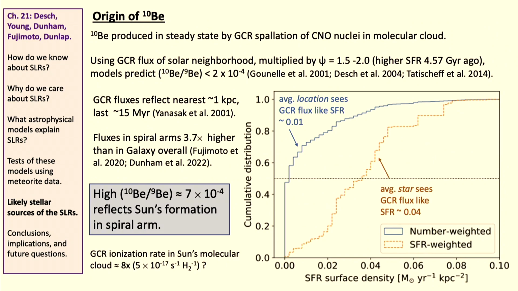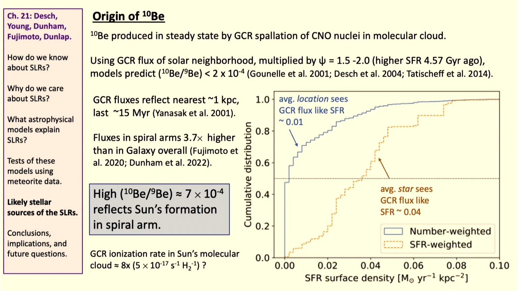Okay, so let's talk about the origins now, put it in an astrophysical context. Beryllium-10 is probably produced in steady state by cosmic ray spallation of oxygen atoms in molecular clouds. One problem with this model had been that lots of models had used the cosmic ray flux in the solar neighborhood to infer what level of beryllium-10 there should have been. And even if you multiply by a factor of 1.5 or 2 to account for the higher star formation rate, supernova rate, galactic cosmic ray flux 4.5 billion years ago, you still got values that were less than like 2 times 10 to the minus 4. And of course, we saw it's at 7 times 10 to the minus 4.